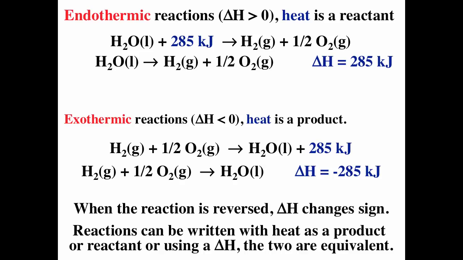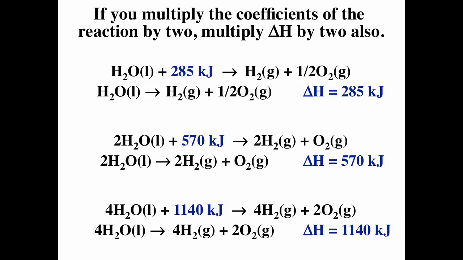Now if we also look at the same reaction, you notice the top reaction, you have water going to hydrogen gas plus oxygen gas. That's endothermic, delta H is positive, heat's being treated as a reactant. If we flip that reaction around, then we also have to flip the heat around. And so heat goes from being a reactant to being a product, or delta H goes from being positive to being negative. And so if we reverse the reaction, that changes the sign of delta H.